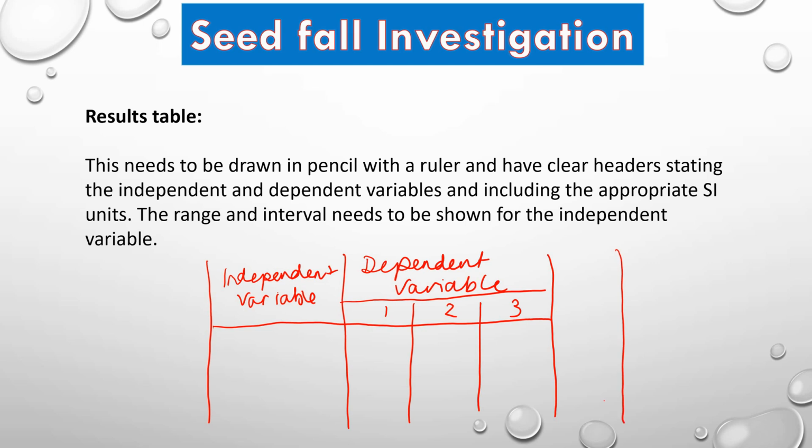And we always have on the end here our average. So this would be the time taken to fall. It would continue to be dependent variable, but it would be the time taken to fall, the average.